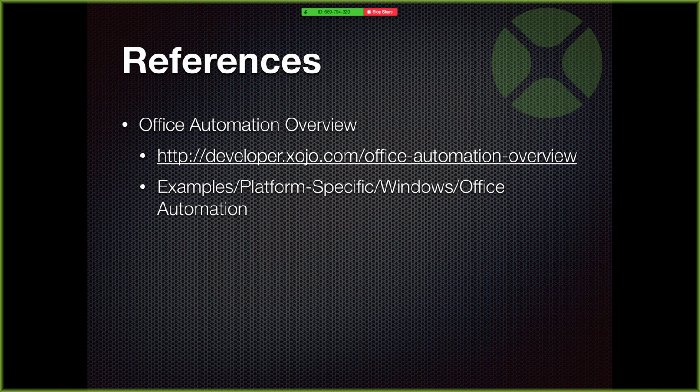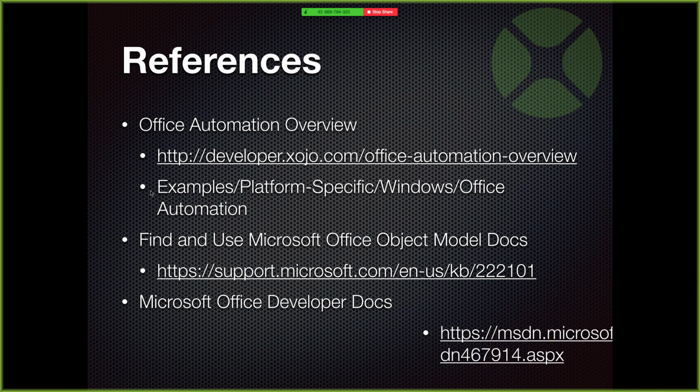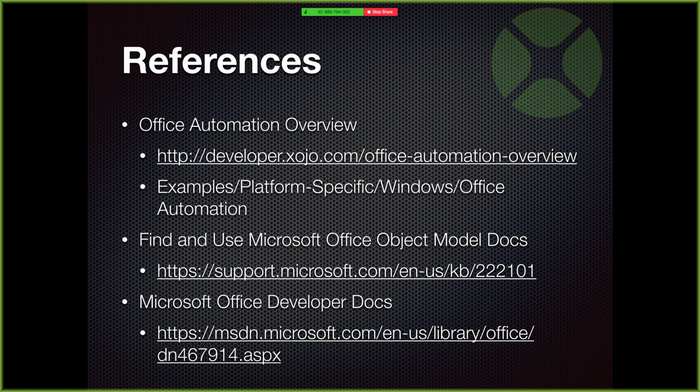So I mentioned this and showed you that page there. The examples we looked at today are included with Xojo. They're here in the platform-specific /Windows/Office Automation folder. And of course the Microsoft Docs that I mentioned as well. You can find links to those on the Dev Center page, but you're definitely going to want to refer to that stuff as you're coding up Office Automation stuff. There's a lot in the Office object model.